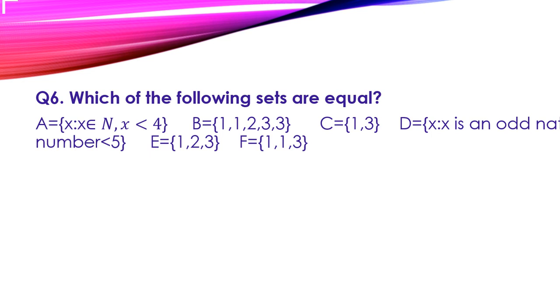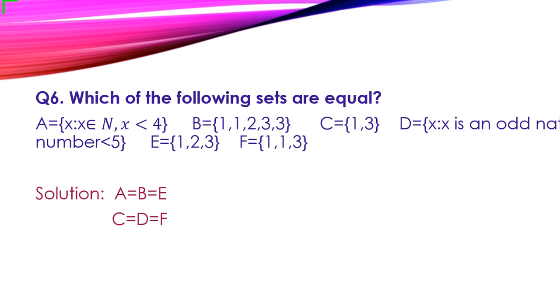I know you can do it, but I will do one set for you and another set you will be doing by yourself, right? Why? Because there are two sets, as the solution says, A is equal to B is equal to E. I'll do it for you and the next one you will do by yourself, right students? So first, A is equal to x such that x belongs to the set of natural numbers where x is less than 4. Simple. Natural numbers less than 4: 1, 2, 3. So set A will contain the elements 1, 2, 3.